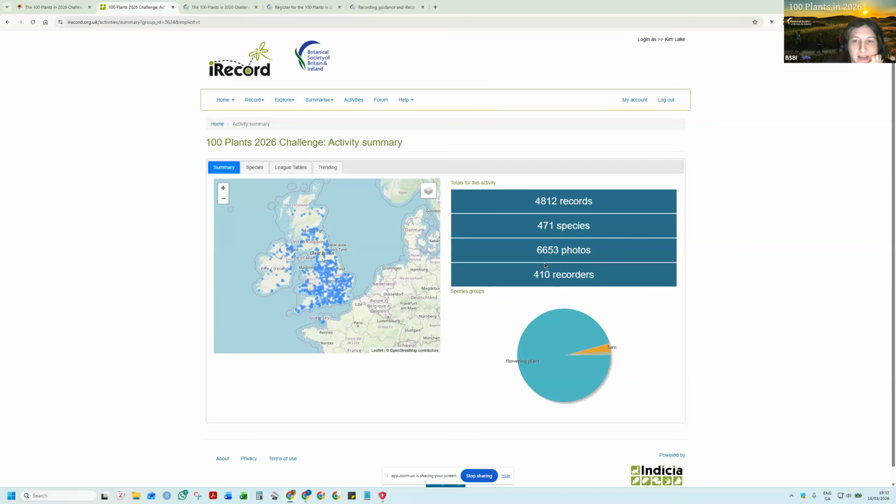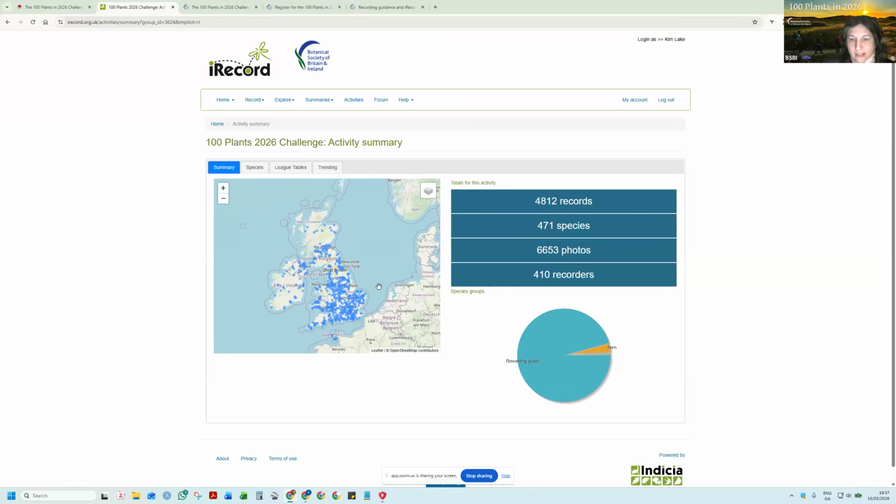We have 6,653 photos. So that's at least one photo per plant that's been photographed, and a whopping 471 species so far have been captured, which is absolutely amazing considering we're only just at the very start of the season. This is absolutely phenomenal.